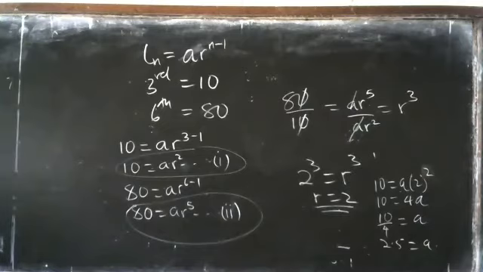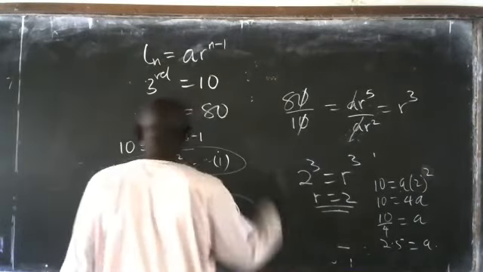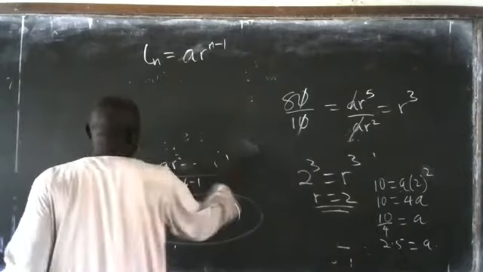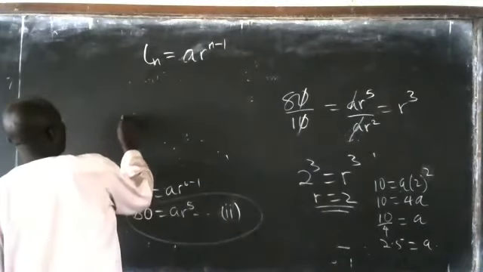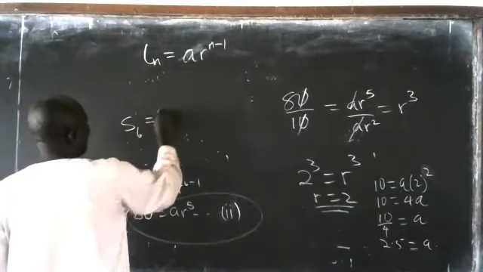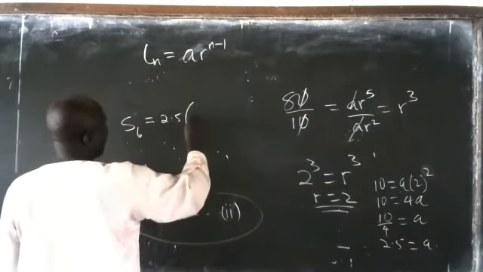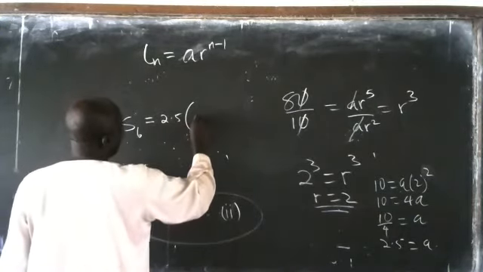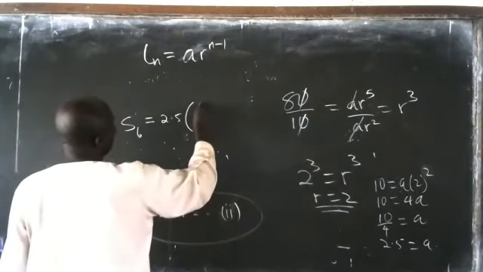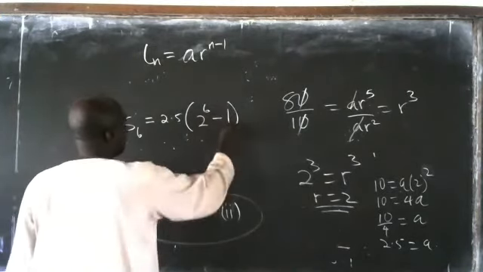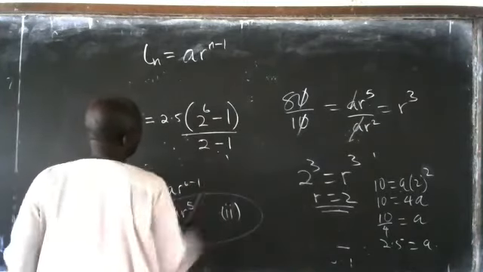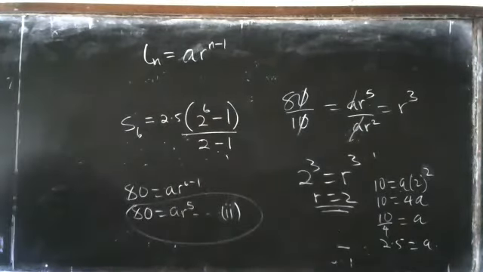Yes. Then now we find the sum of the first 6 terms. Already our R is more than 1, so when we are getting the formula, we shall use the one which has R minus 1. So S6, sum of 6 terms, we have A, which is 2.5, in brackets, our R, which is 2, to power 6 minus 1, over 2 minus 1. Again, you get your calculator and get the answer.